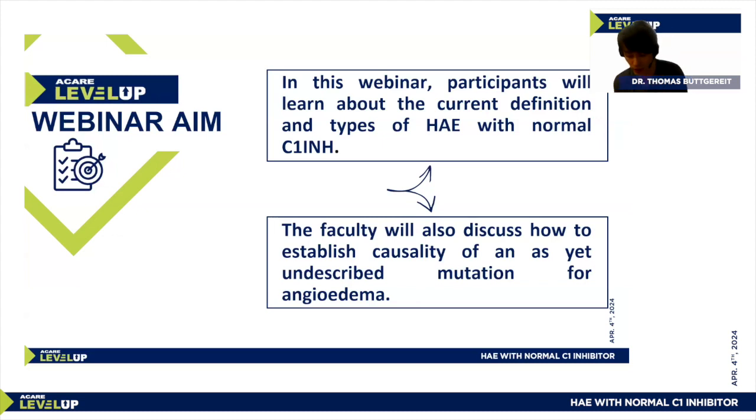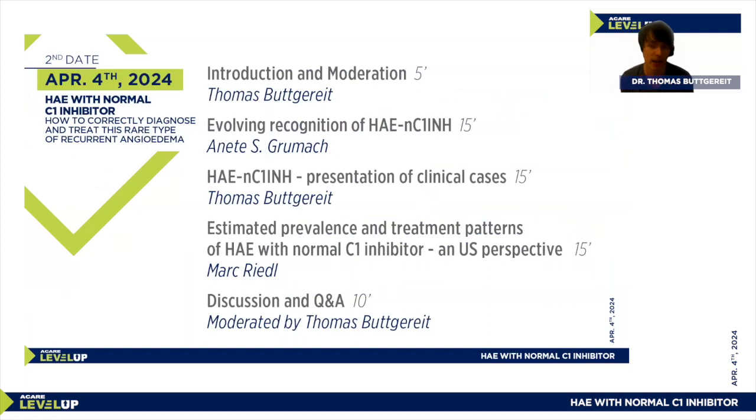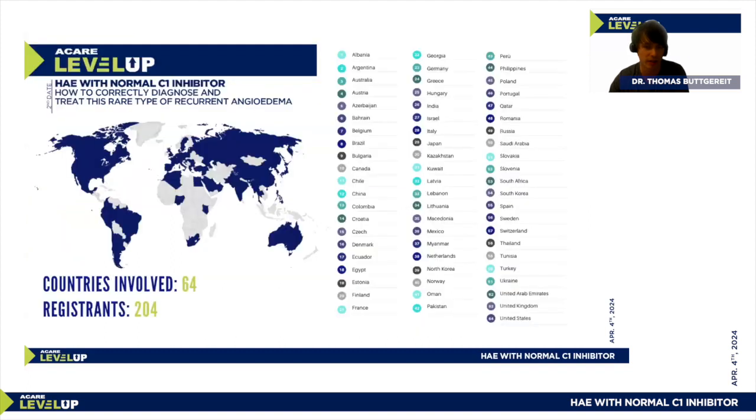And for this, we designed a very nice and tough agenda. So Anete will start to talk about the evolving recognition of HAE normal C1 inhibitor. After this presentation, I will present two cases of HAE with normal C1 inhibitors. And on the final stretch, Marc Riedel will give a talk about the estimated prevalence and treatment patterns of HAE with normal C1 inhibitor in the US. And you will also have a discussion and question and answers session at the very end of this webinar.